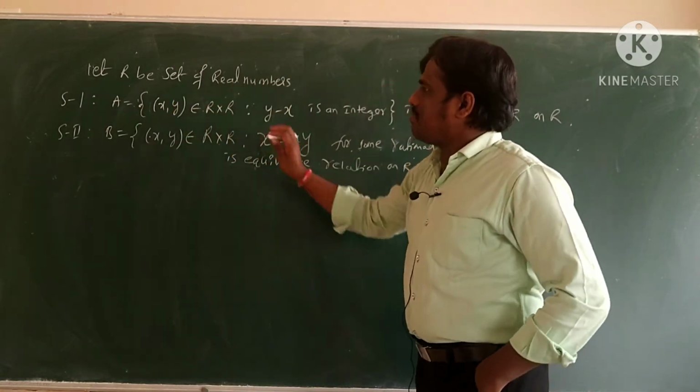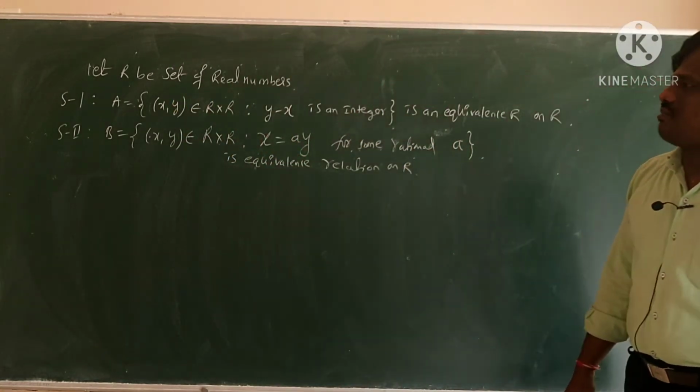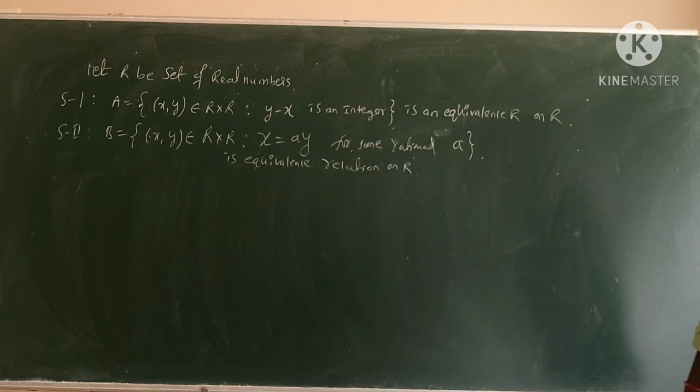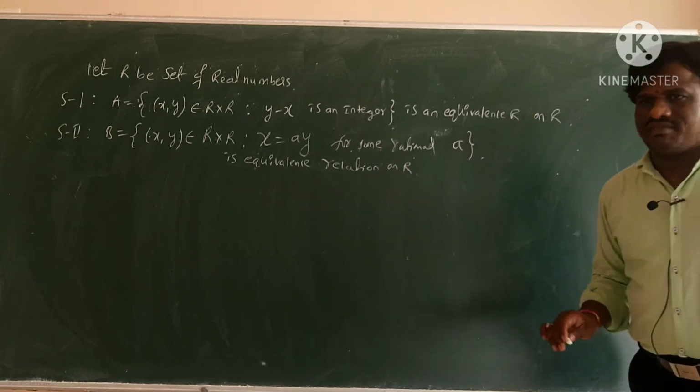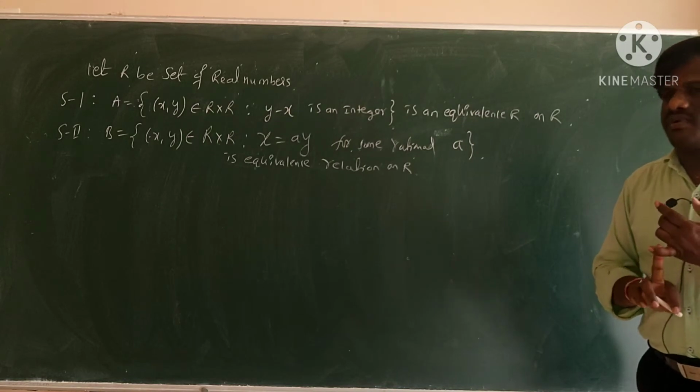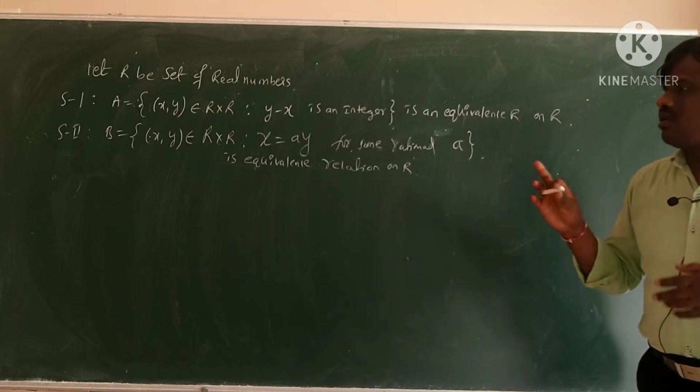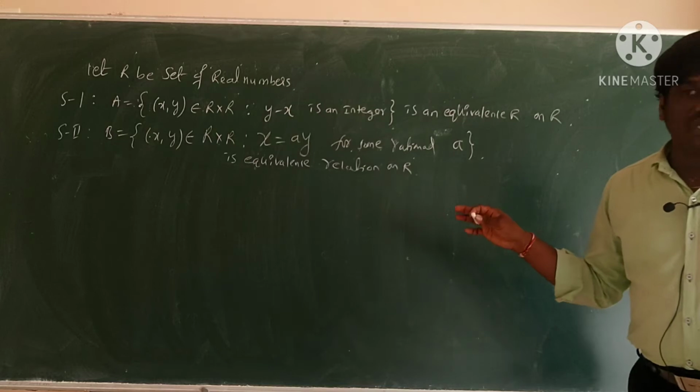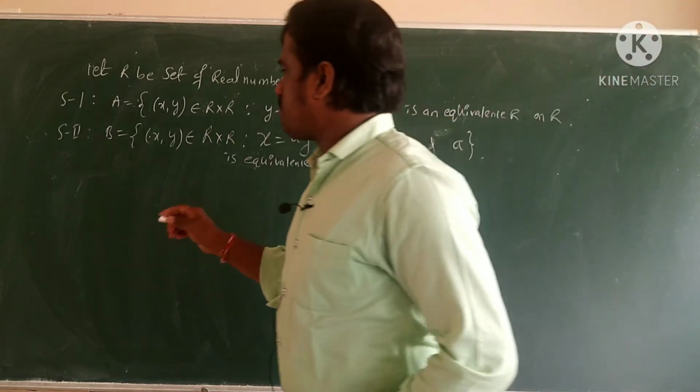Now he is saying that statement 1 says that A is equal to {(x, y) belongs to R cross R : y minus x is an integer} is an equivalence relation. And statement 2 says that B is equal to {(x, y) belongs to R cross R : x is equal to a y for some rational number a} is an equivalence relation. Two statements are given, and the options are like: statement 1 is true, statement 2 is true. I will tell you at the end what options they gave.